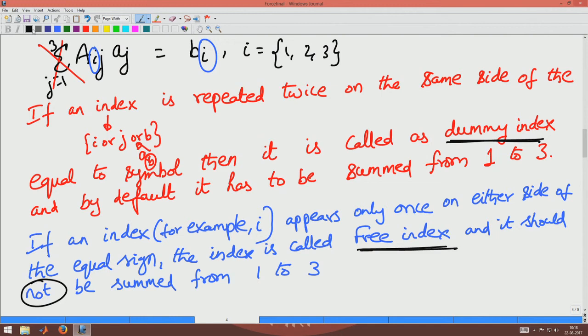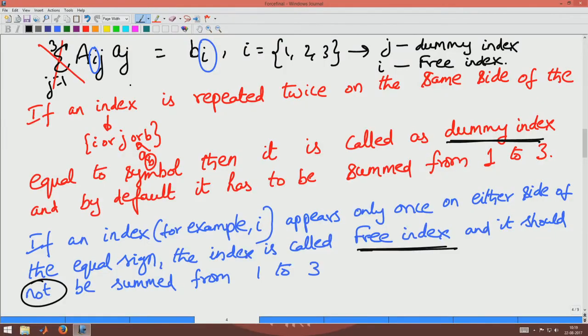In this example, j is a dummy index and i is a free index. Now, why is this dummy and free? I have to distinguish this. A dummy index can be given any alphabet; it can change into any other symbol, just like a variable can be denoted by x, y, z, t, or a. This dummy index can be changed consistently throughout into any other symbol. j can become b, j can become k, but j cannot become i, because i appears on either side of the equal to sign.